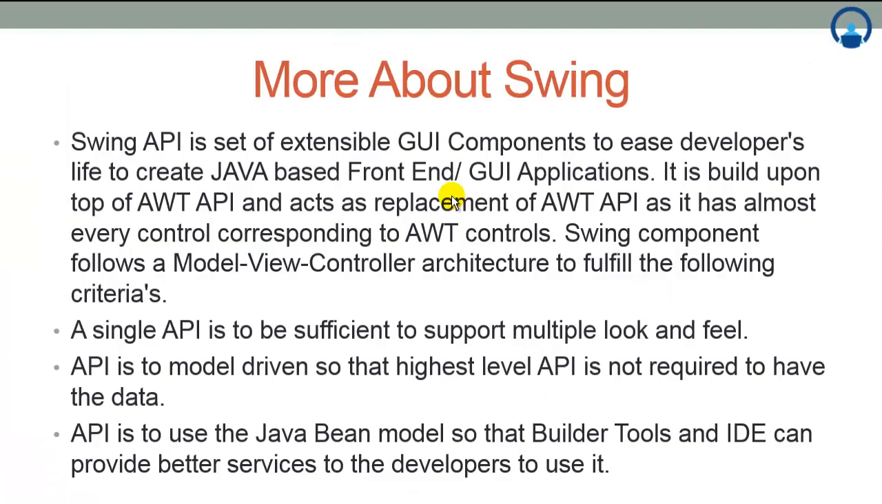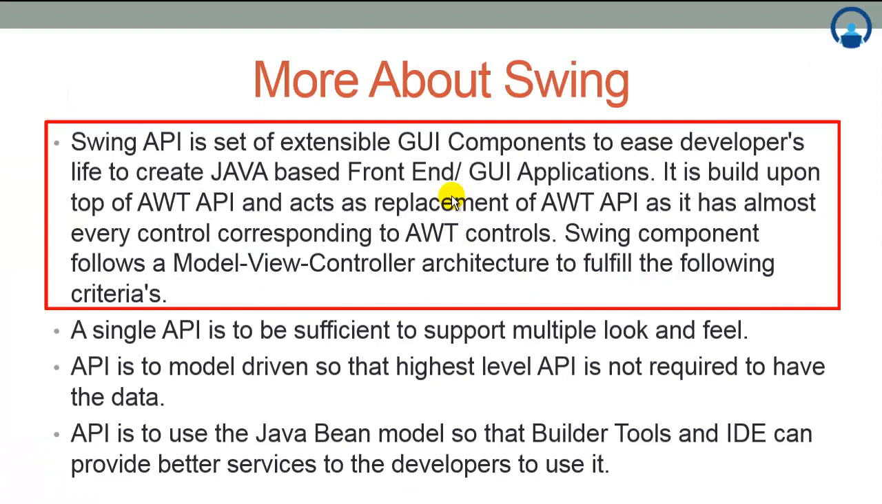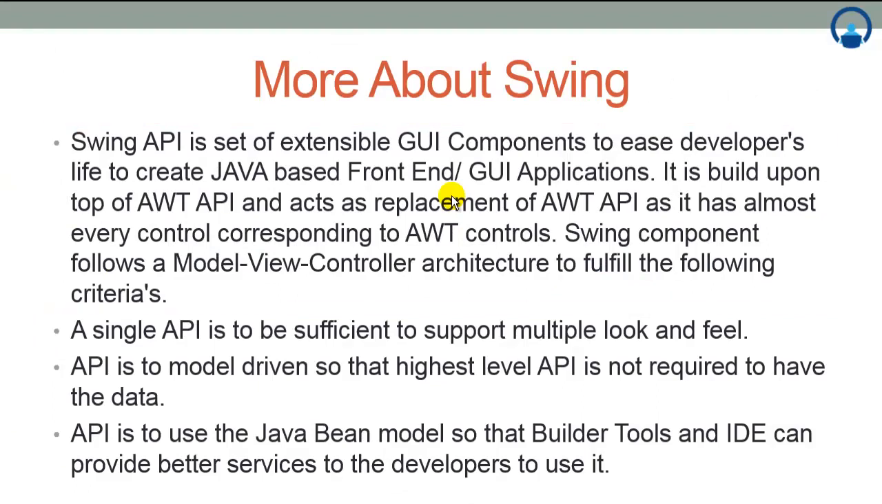So moving on. Now we'll be discussing something more about Swing. Swing API is a set of extensible GUI components to ease developers' life to create Java-based front-end GUI applications. It is built on top of AWT API. AWT is basically Abstract Window Toolkit, and this is also an API that acts as a replacement of AWT API, as it has almost every control corresponding to AWT controls.